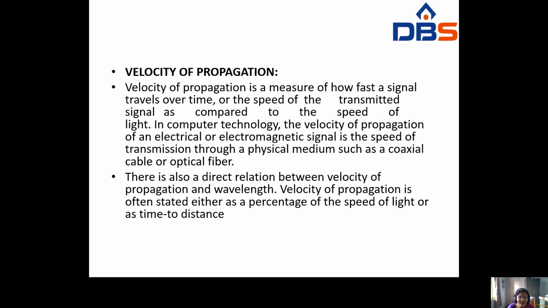Velocity of propagation is a measure of how fast a signal travels over a time period, the speed of the transmitted signal as compared to the speed of light. In computer technology, the velocity of propagation of an electrical or electromagnetic signal is the speed of transmission through a physical medium such as coaxial cable or optical fiber.